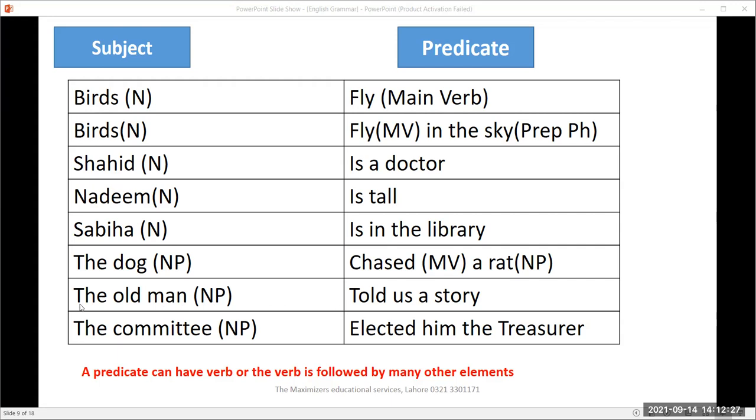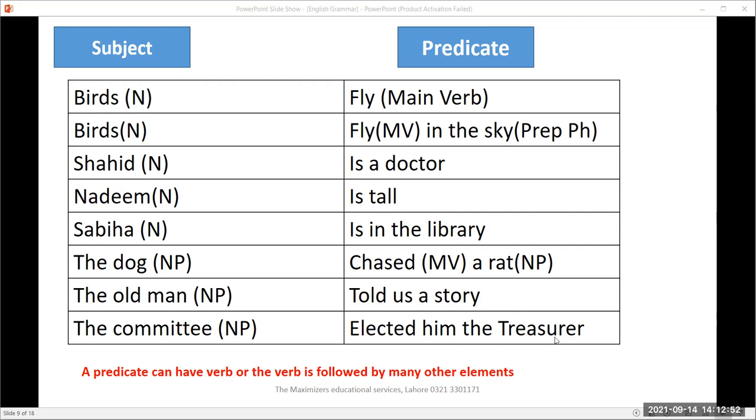"The old man", again three words. The head word is man, which is a noun, so it will be called a noun phrase, and a subject. The old man told us a story. So what is "told"? Told is the verb, the main verb. "Us a story": what is "us"? It is the object. "A story" can be a complement, it is a noun phrase as well.